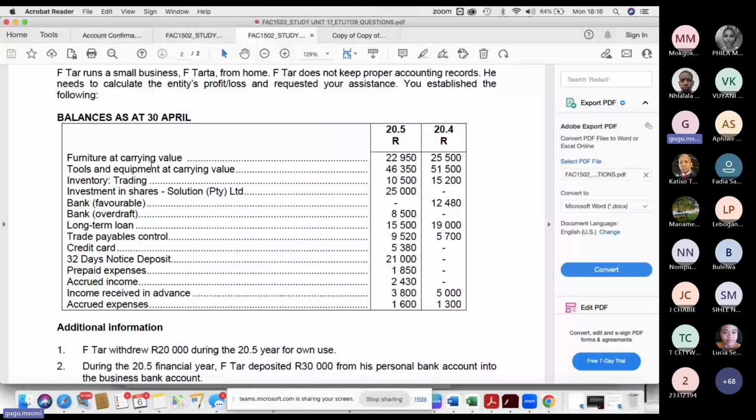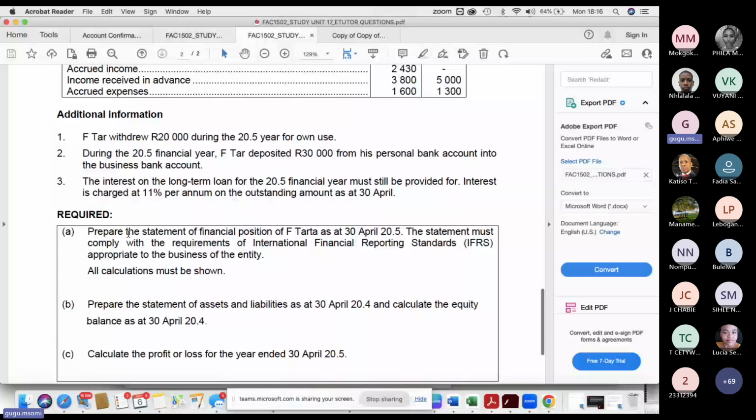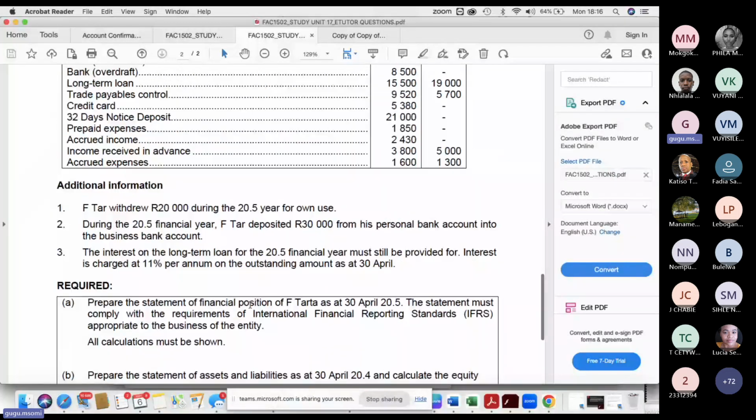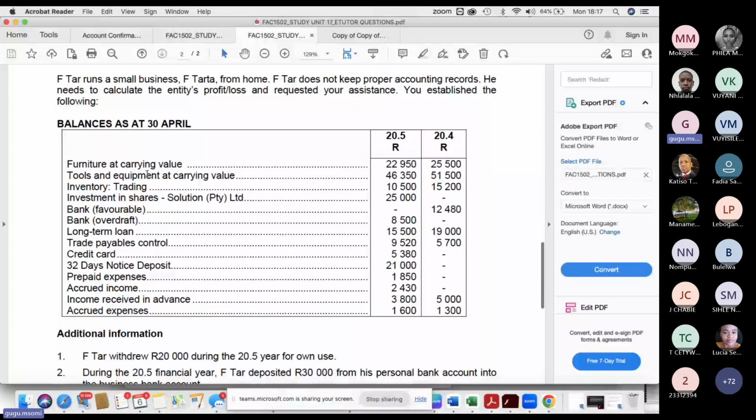From reading the question, they want us to prepare a statement of financial position. So you know they're going to require assets and liability information. And then the following question, question B, is also assets and liabilities. If you were in a test environment, I would start and say, okay, furniture at carrying value, is this an asset or a liability? So this is an asset.